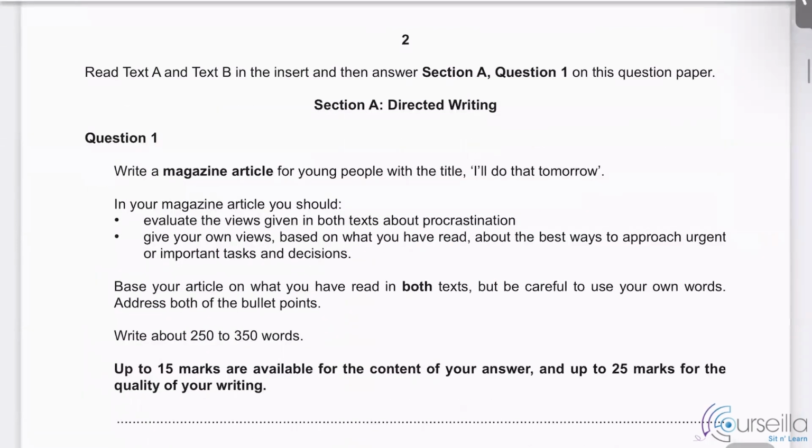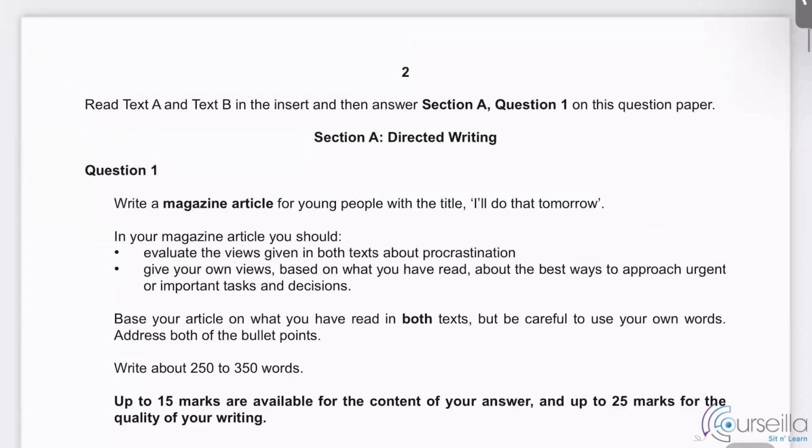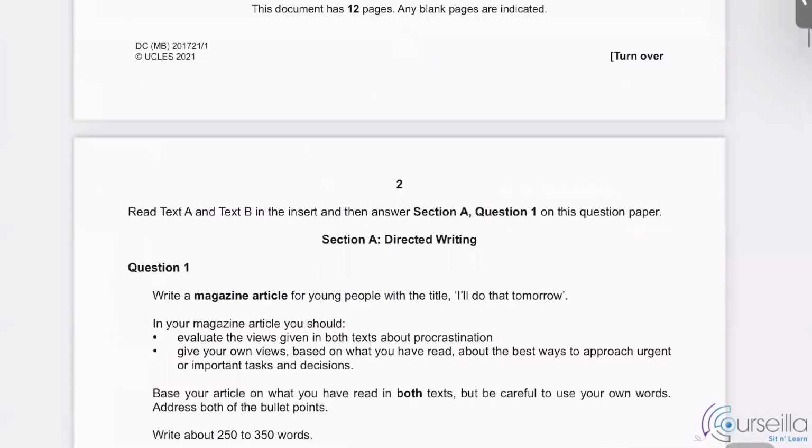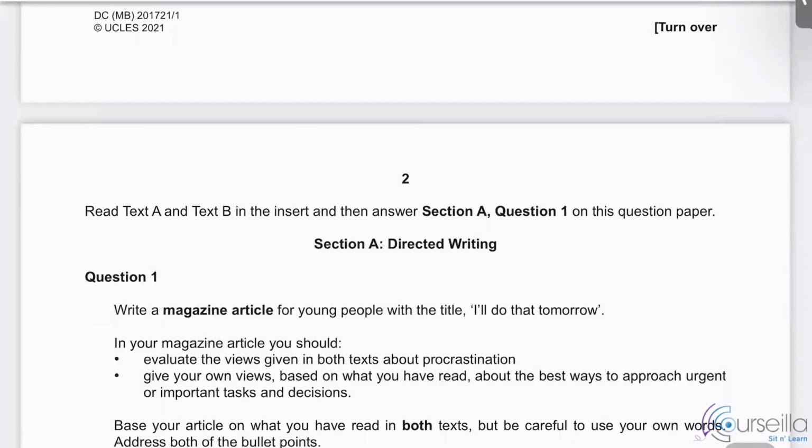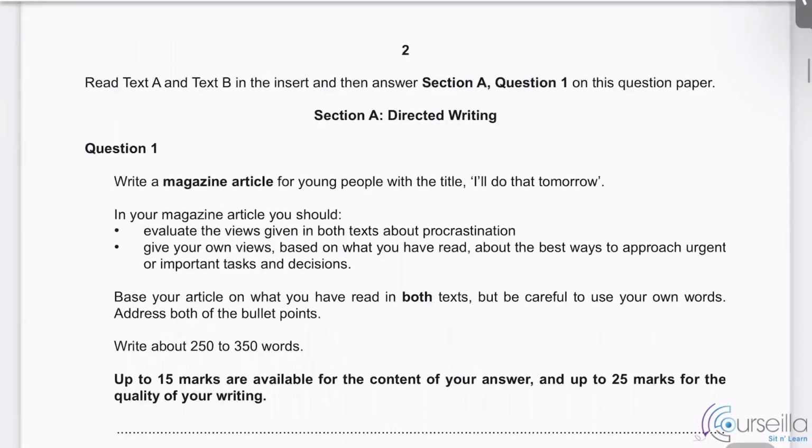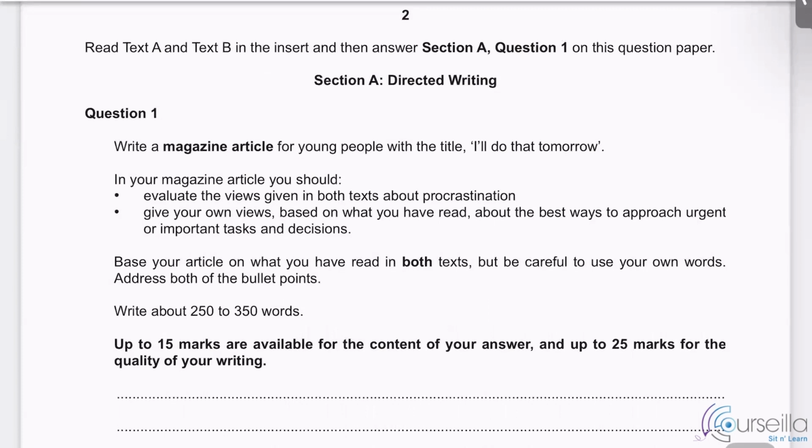He will give you an insert with two passages, two texts, text A and text B. You read text A and text B and answer the question here. For example, write a magazine article for young people with the title "I'll do that tomorrow." This article is about procrastination.